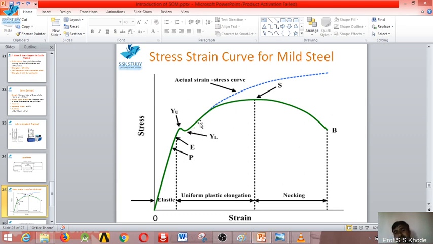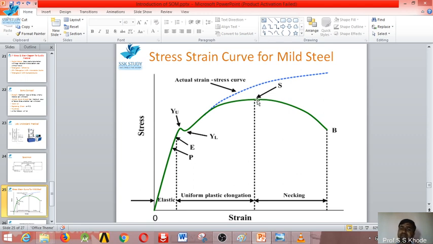So it reaches up to a maximum point, that is called the ultimate point. We will denote it by S. The stress obtained at this point we will call the ultimate stress, which is also denoted by UTS, the ultimate tensile strength of the material. It reaches up to a point S, that is called the ultimate point.